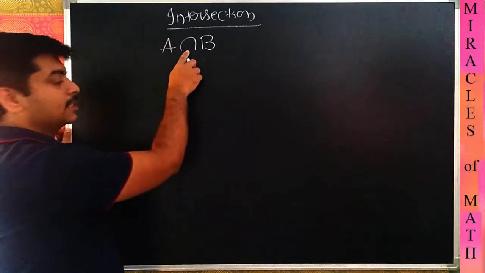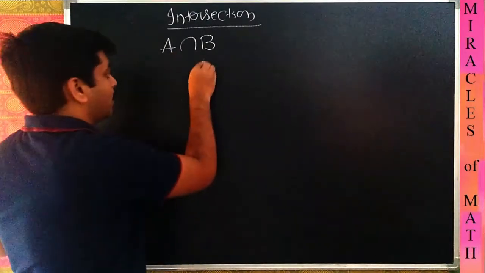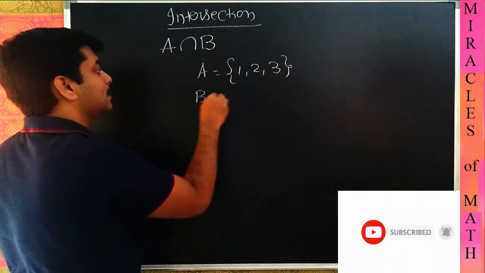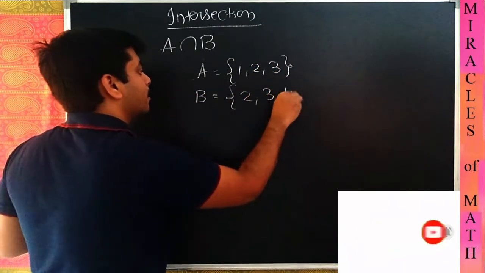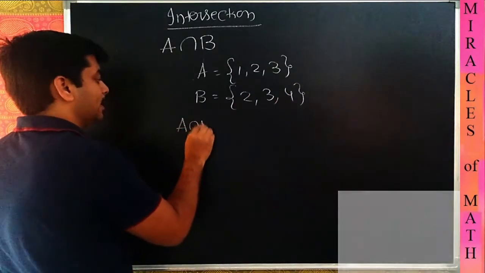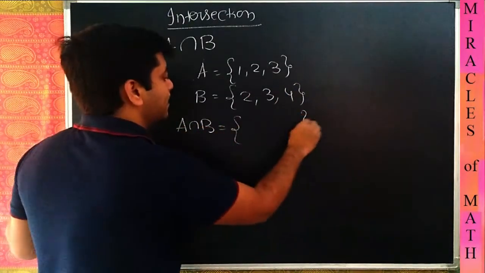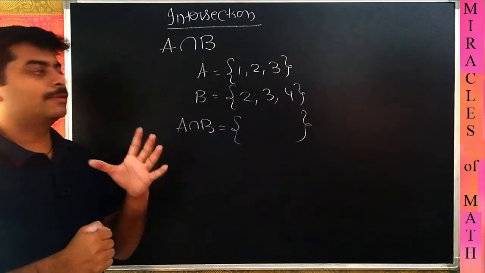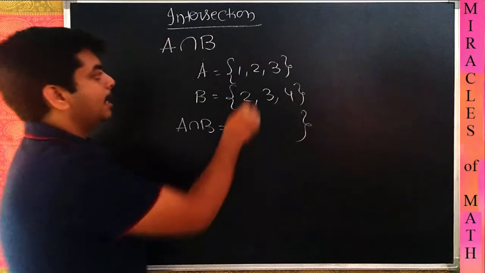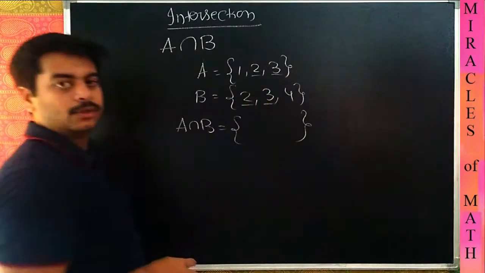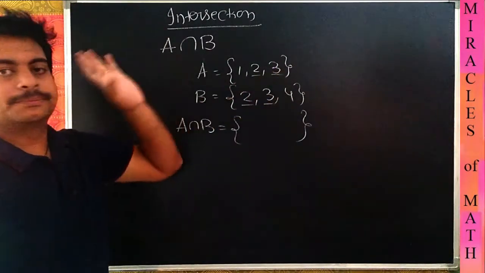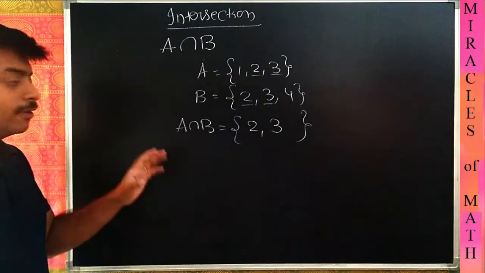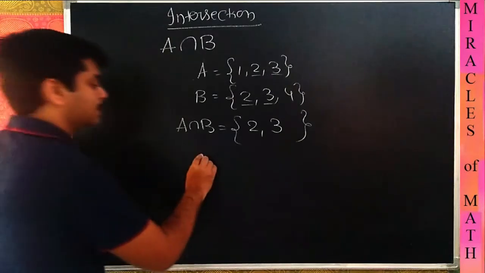Let us say A is {1, 2, 3} and B is {2, 3, 4}. A intersection B represents the common elements between A and B. What are the common elements between A and B? Number 2 and 3. Yes or no? 1 is not there in B, 4 is not there in A. So the common elements are 2, 3. How do we represent this in Venn diagrams? See.